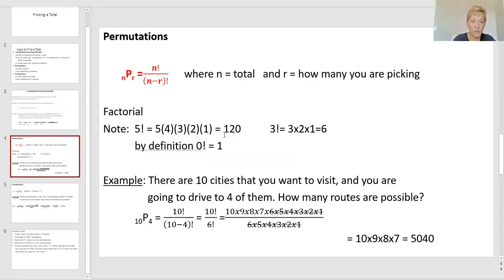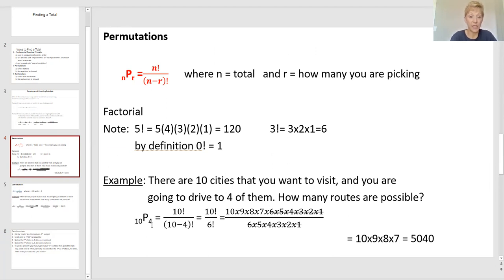All right, do you see this problem right here? There are 10 cities that you want to visit, and you're going to drive to 4 of them. How many routes are possible? So instead of doing all this, here's what I could do. I'm going to take my calculator. I've cleared my screen, so I've got a blank screen. My cursor's just blinking. First, I'm going to type in my N.